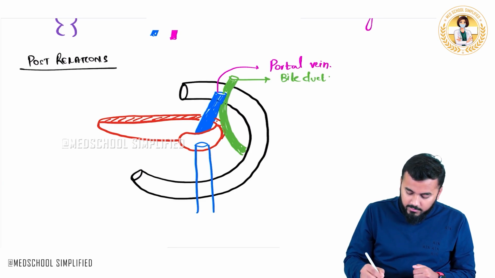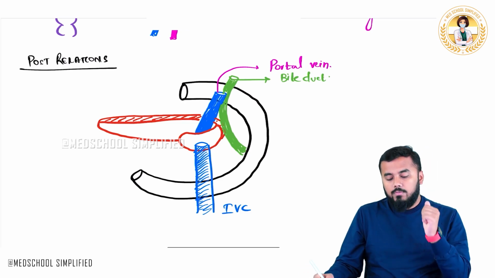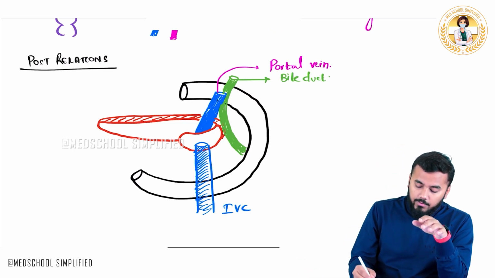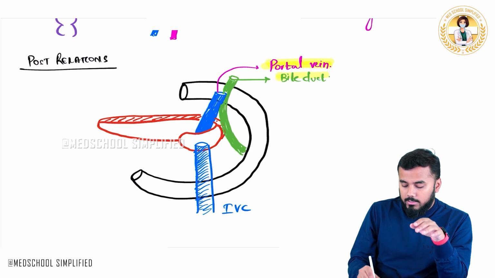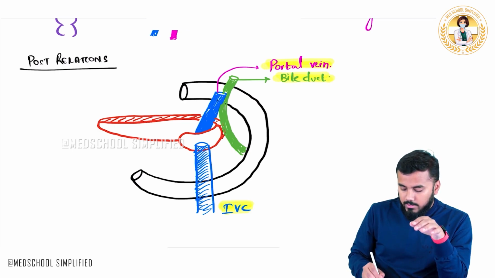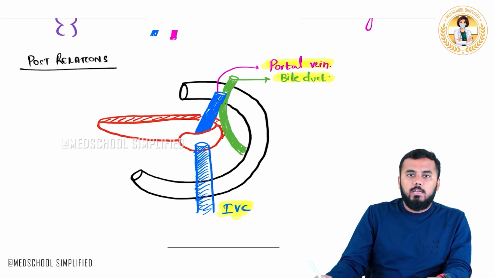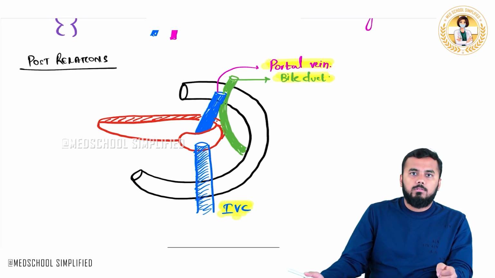This is called as inferior vena cava. What is this called as? This is called as inferior vena cava. That is your IVC, inferior vena cava. So if I ask you what are the relations, you have to tell me that there is portal vein, there is bile duct, as well as there is inferior vena cava. So these are the posterior relations of the pancreas.